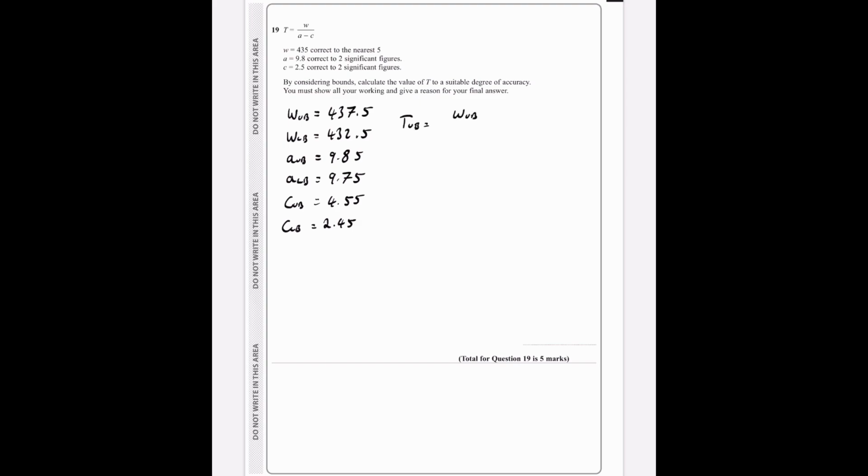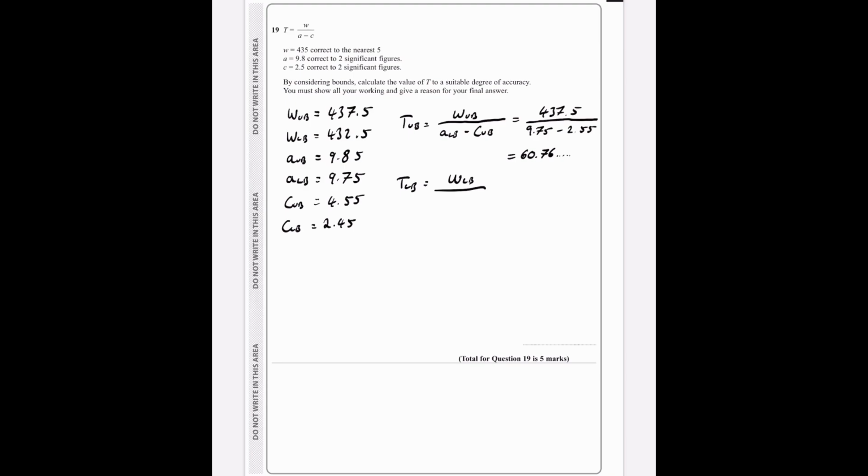Alright, so the upper bound for T, we want W to be as big as possible, and we want to divide by something as small as possible. So I'm going to take the lower bound of A, and I'm going to subtract the upper bound of C. Fortunately for the upper bound of C, I've used 2.55. So that comes out to 60.76, etc., etc.